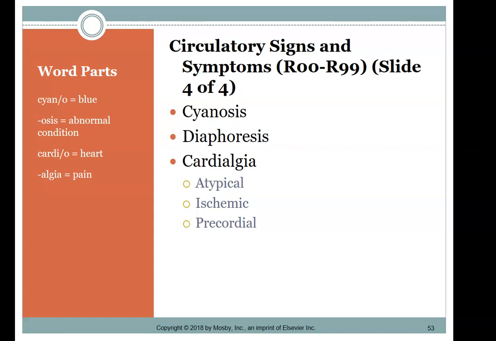And then your word parts. Cyano is blue. Osis is abnormal condition. Cardio equals heart. And algia is pain. So if you put the first one together, cyanosis is abnormal blue condition.